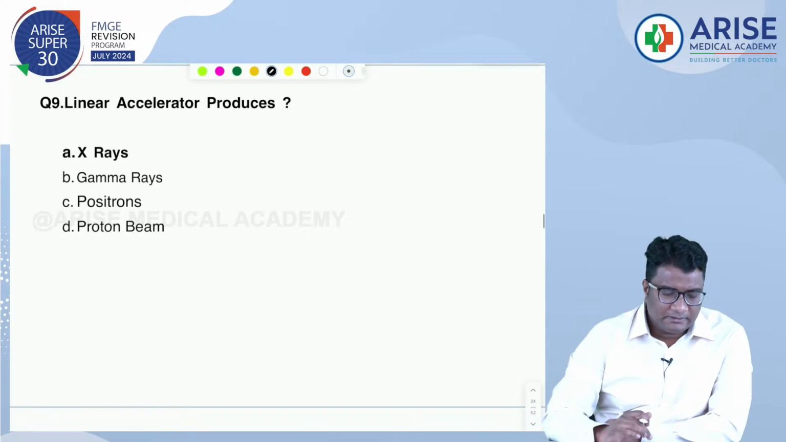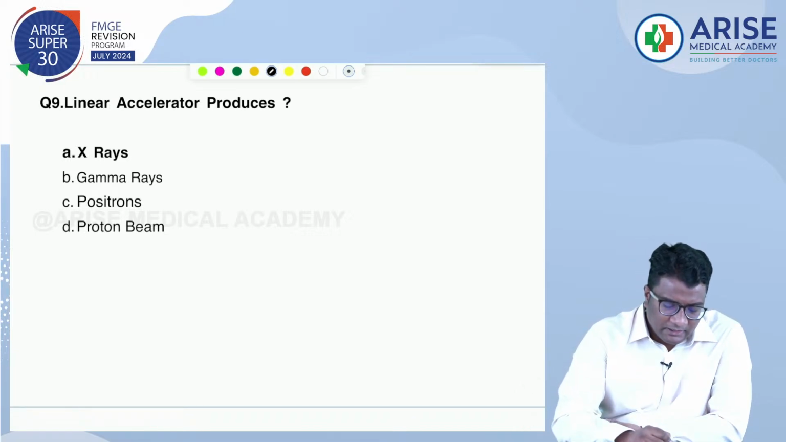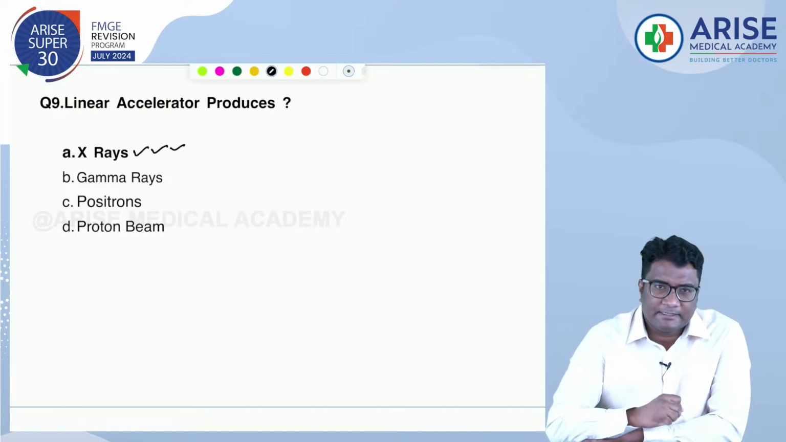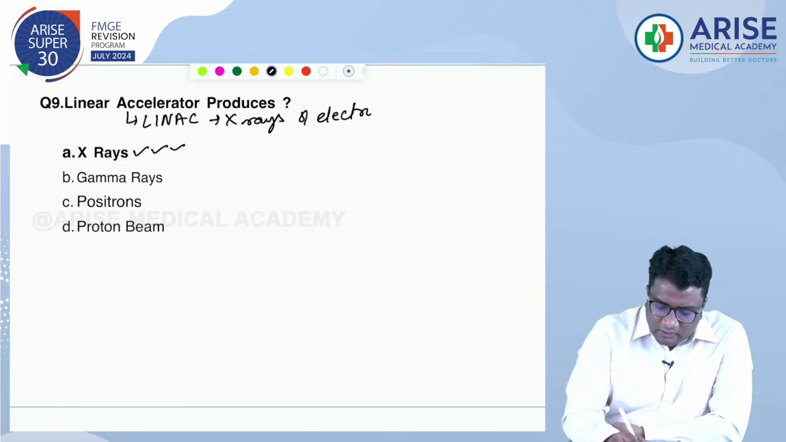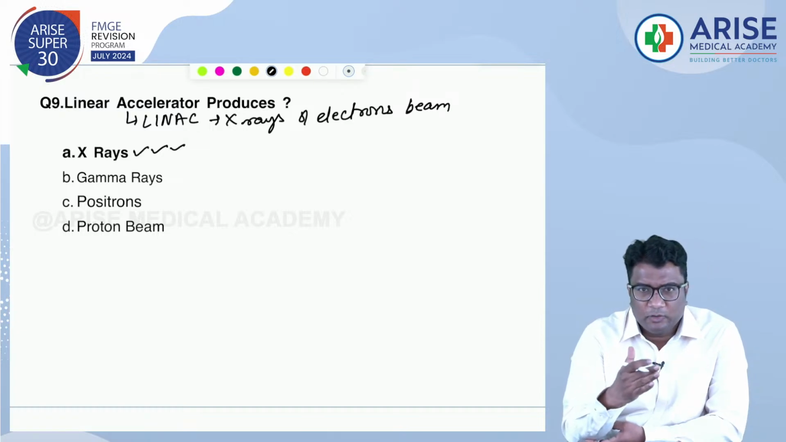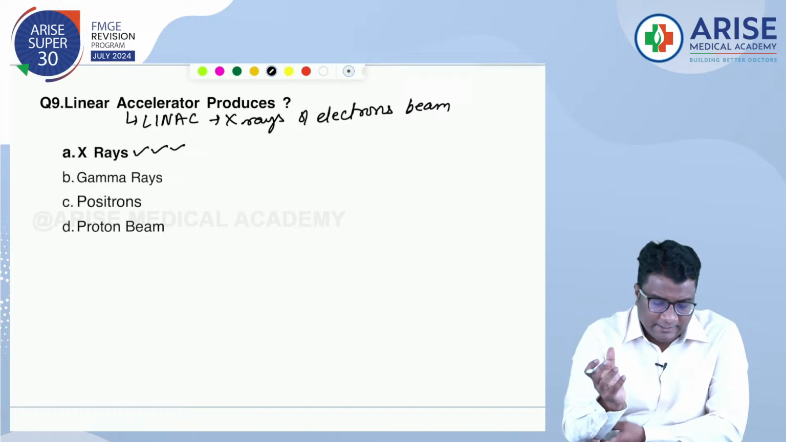Okay. Look here. The linear accelerator produces X-rays. Remember, the linear accelerator, that is called LINAC, produces X-rays and electron beam. So you need to get an electron beam to produce X-rays, right? So electrons will go and strike the target of the anode to produce X-rays. So both electrons and X-rays are produced by the linear accelerator, that is LINAC.